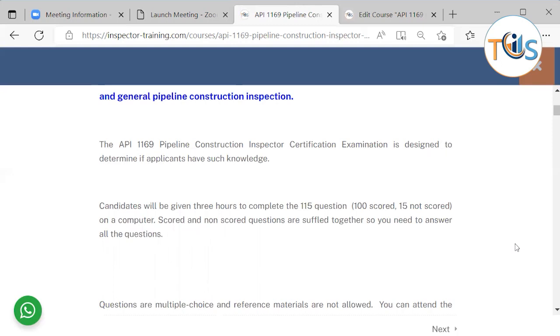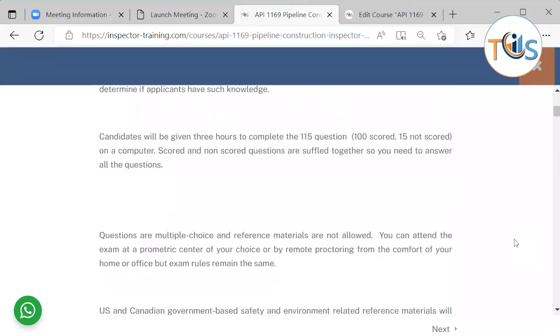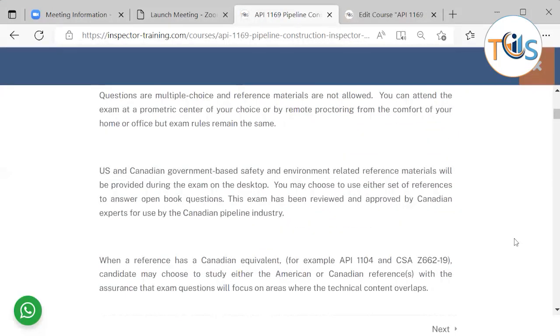Candidates will be given 3 hours to complete the 115 questions, 100 scored, 15 not scored, on a computer. Scored and non-scored questions are shuffled together, so you need to answer all the questions. Questions are multiple choice and reference materials are not allowed. You can attend the exam at a Prometric test center of your choice or by remote proctoring from the comfort of your office or home, but exam rules remain the same.